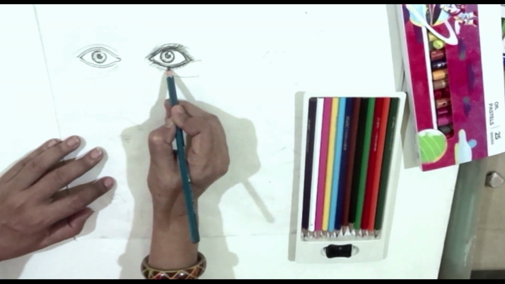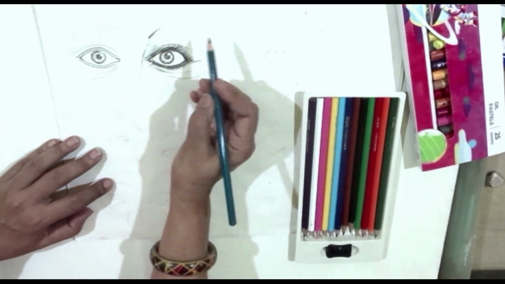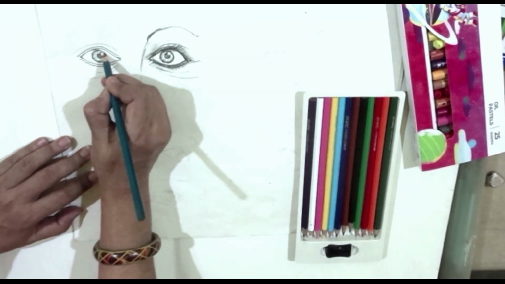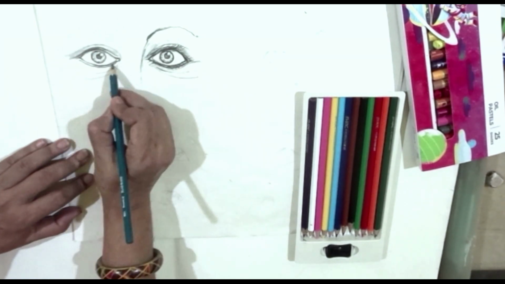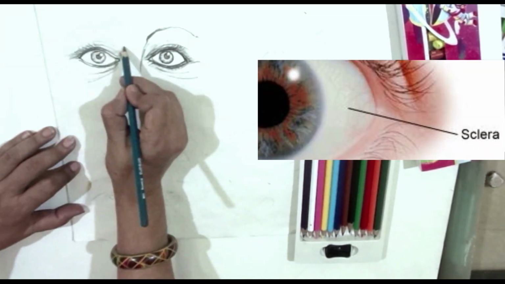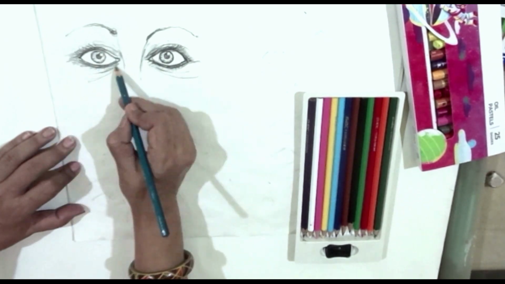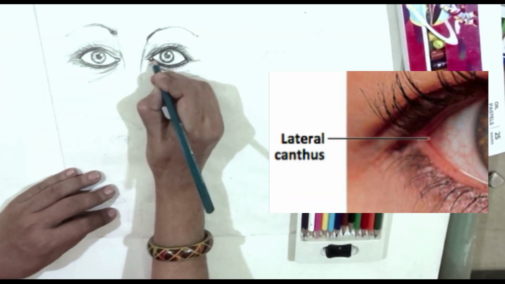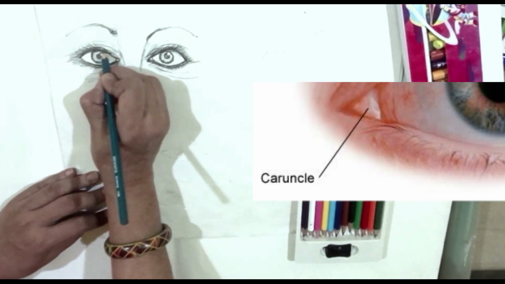This total portion varies in size to regulate the amount of light reaching the retina or the back of the eye. Surrounding this is sclera. The end of the sclera towards the ear is lateral canthus and towards the nose is called caruncle.